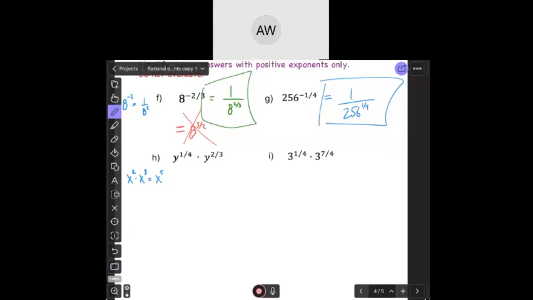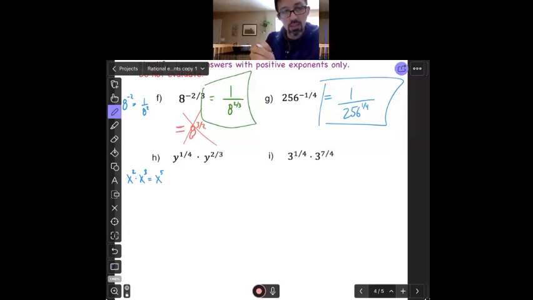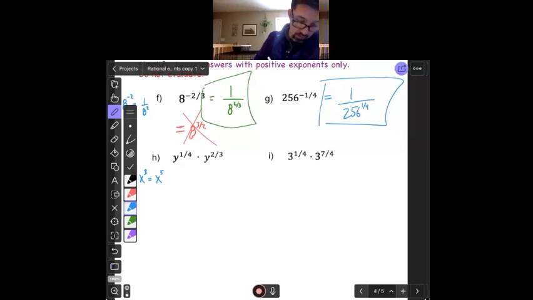So when it said multiply, as long as the bases are the same, we just add the exponents. So multiplying, the bases are the same, we're going to add the exponents. So what's that mean? That means y to the 1/4 plus 2/3. Now we need to do that math.